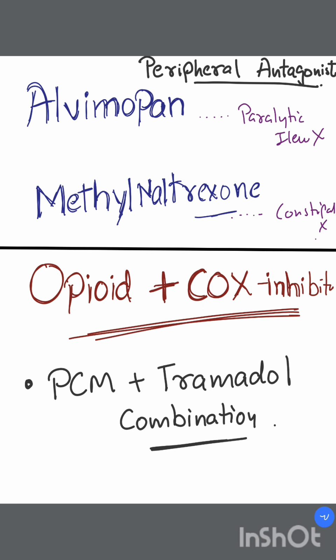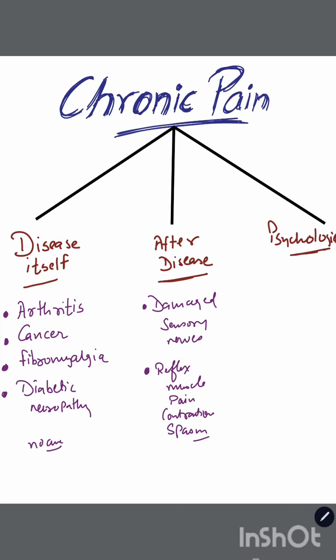Then there is a combination drug, which is opioid plus COX inhibitor. So that is NSAIDs plus opioids. This is also a good choice, for example the PCM plus tramadol combination.